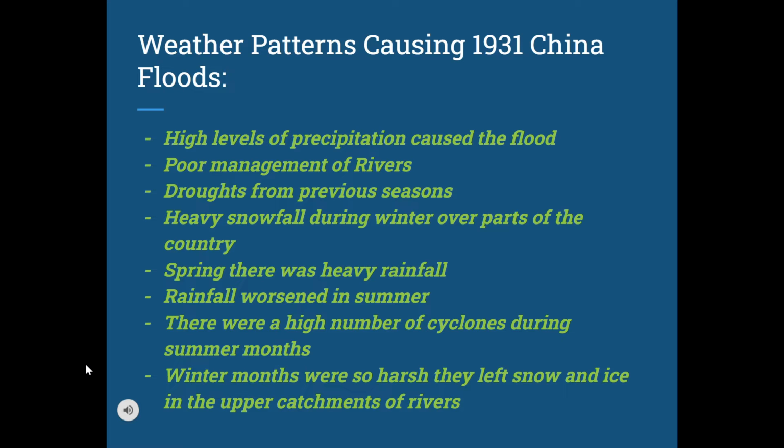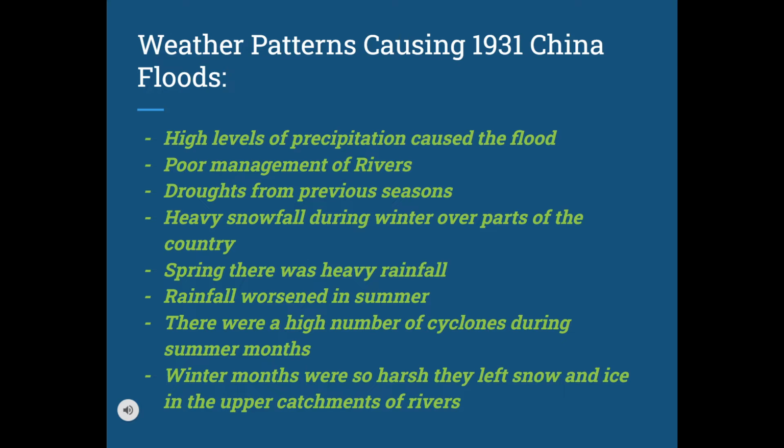Weather patterns causing the 1931 China floods. High levels of precipitation caused the flood. Poor management of rivers, droughts from previous seasons, and heavy snowfall during winter parts all over the country.